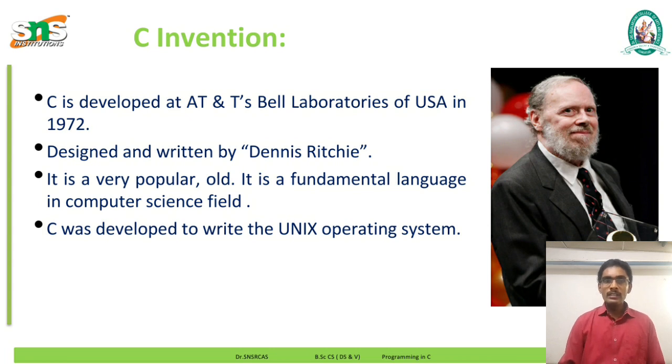C was invented at AT&T Bell Laboratory of USA during 1972. It was designed and written by Ritchie, who is a famous computer scientist. It is a very popular language despite being old. The main reason for its popularity is that it is a fundamental language in the field of computer science. C is strongly associated with Unix, as it was developed to write the Unix operating system.